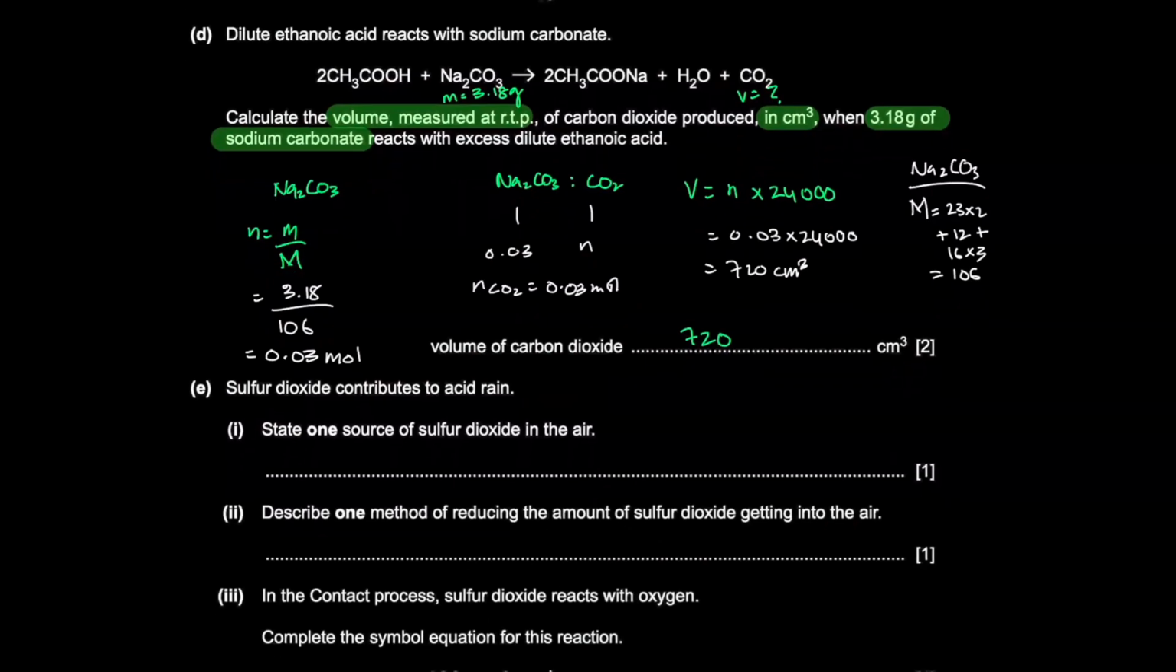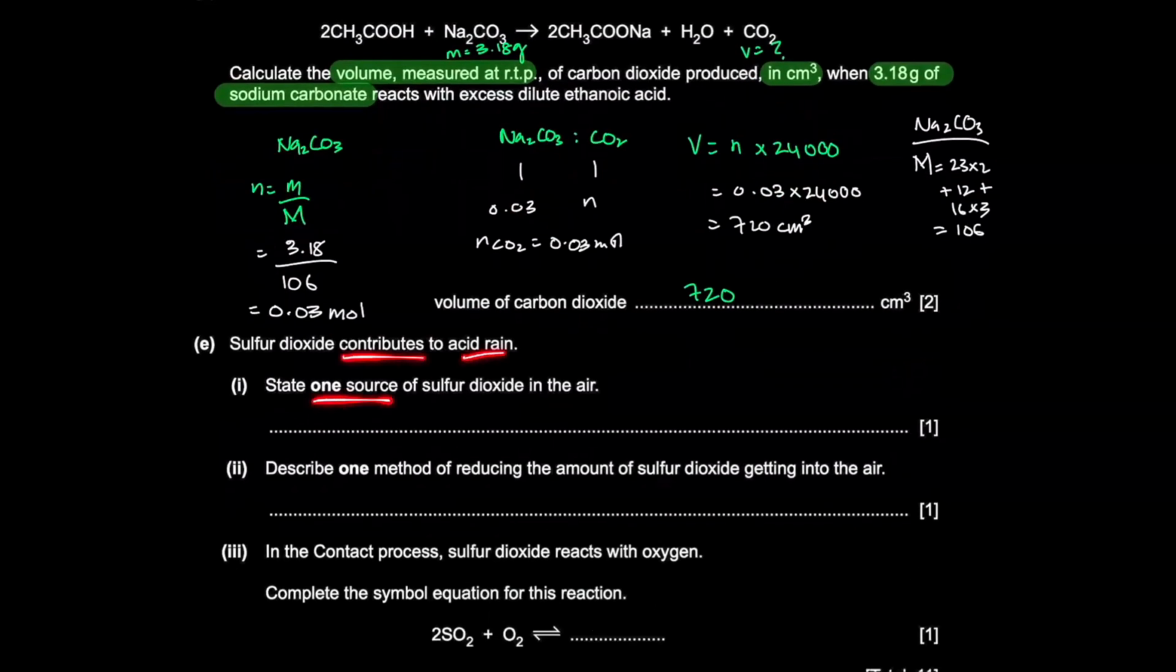Sulfur dioxide contributes to acid rain. State one source of sulfur dioxide. Sulfur dioxide comes from burning fossil fuels, right? Because they contain sulfur impurities, right? Mainly, the biggest example is coal. This generally has the highest amount of sulfur amongst all the fossil fuels. Describe one method of reducing the amount of sulfur dioxide. Okay, you can use flue gas desulfurization.